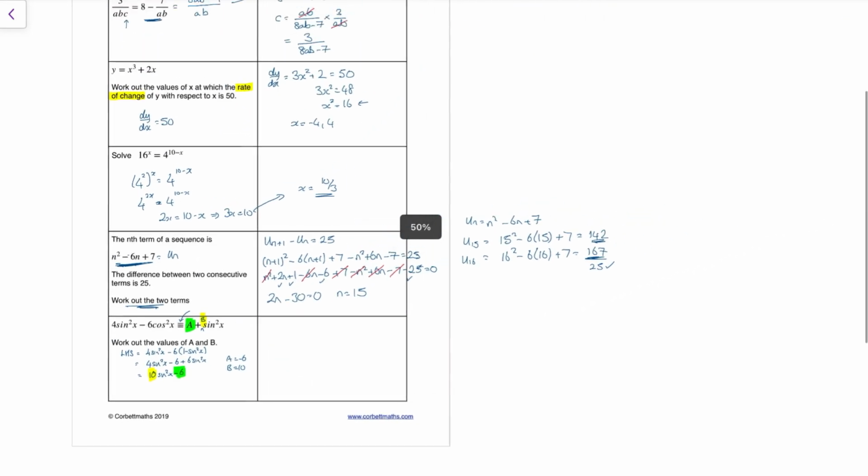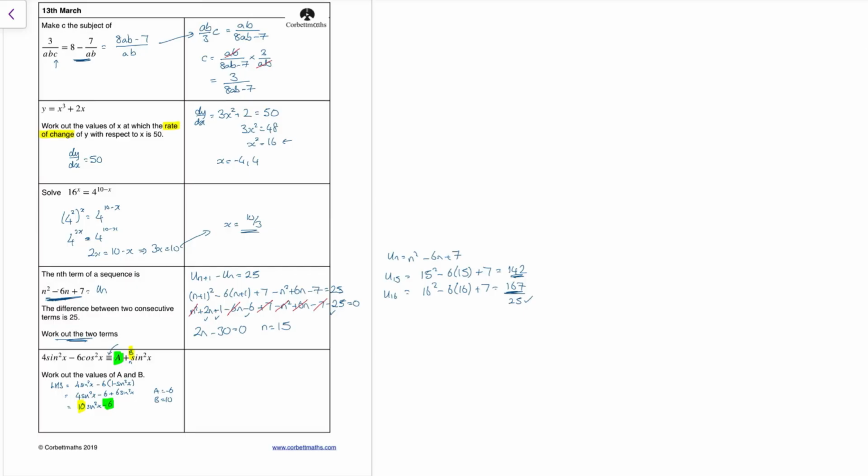It's a typical sort of further maths, not too bad, 2-mark question. Good mix of questions I got today.